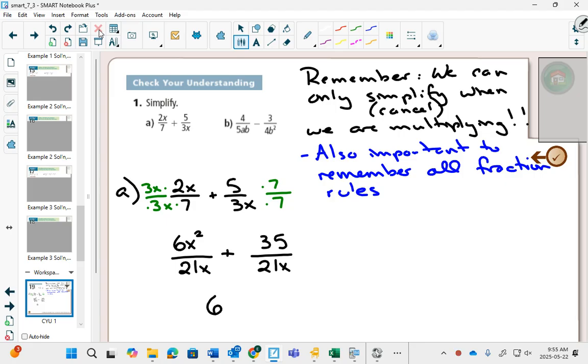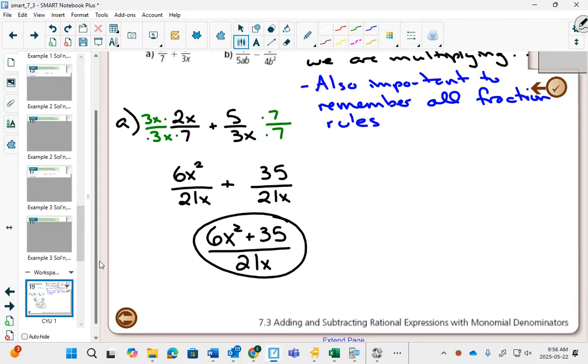My final answer, 6x squared plus 35, because how do we add fractions once we get a common denominator? We add our numerators and keep the denominator the same. So we have to be really good at our fraction rules because now we're dealing with our fraction rules in sort of a more abstract way. At this point, we still have to check, can I factor this? Is there a common factor in the top? No. There's nothing that can divide both 6 and 35.